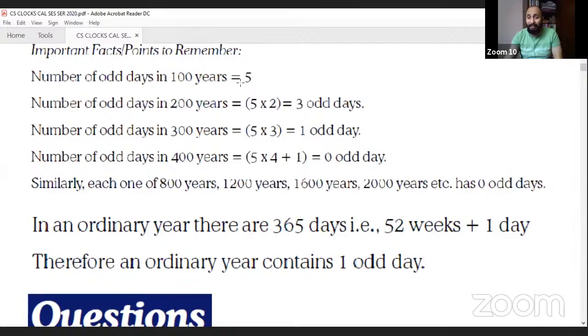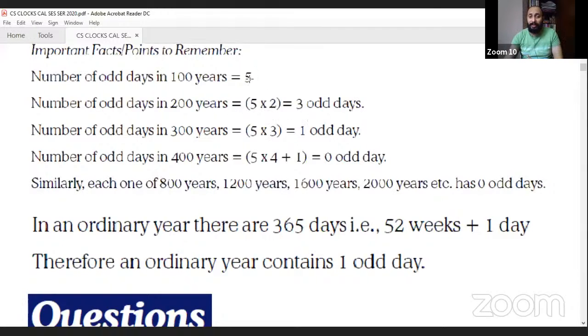24 leap years means 24 extra days. 24 divided by 7 is how much? You will get 5 extra days. Is this clear, everybody? Yes, very good. Here also 5 extra days you will get. Here also 5 extra days, into 2 because it is 200 years, so 24 plus 24, that is 48. Again, you divide by 7.